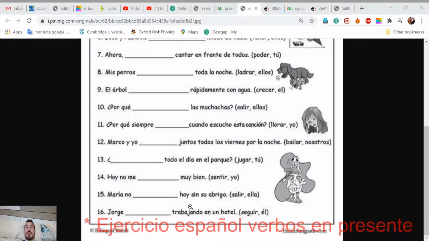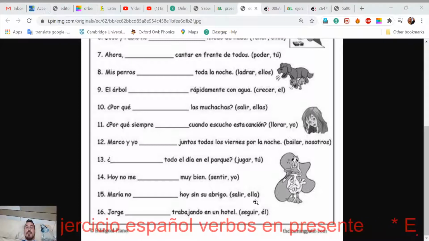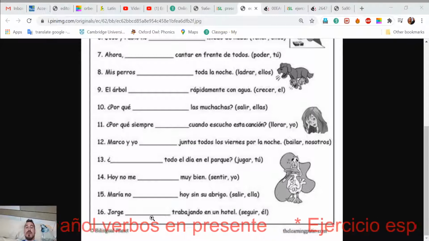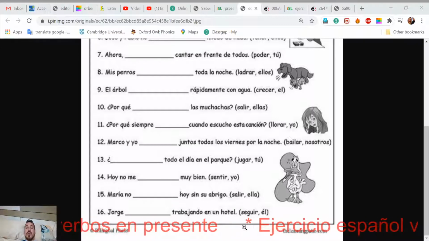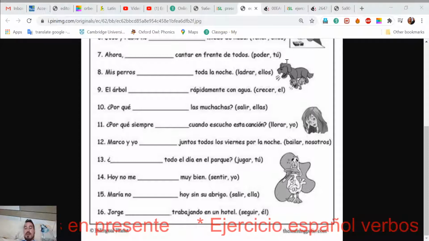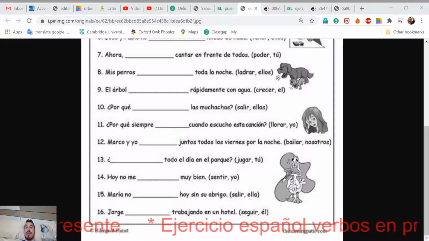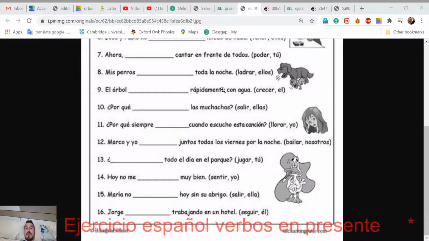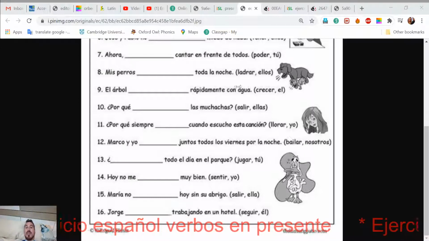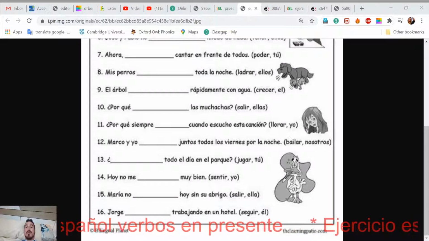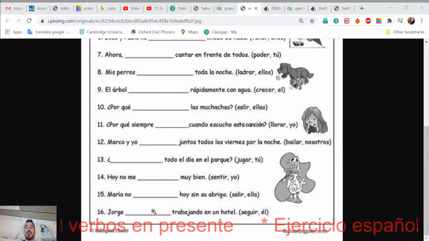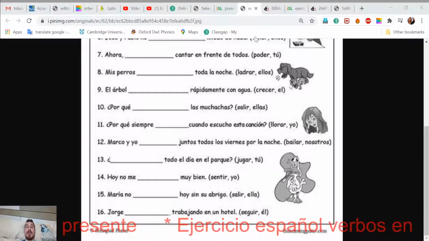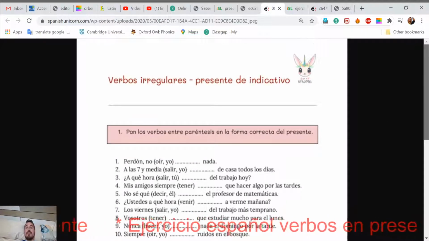So Jorge sigue trabajando en un hotel. So sigue, this is the form you need. So this is an E goes to I verb, just like decir, if you remember. Decir, you say dice. Okay. So seguir means to follow or means still, especially when you have this gerund afterwards. It means like still. So George is still working in the hotel. In a hotel, sorry. Okay, let's move on to the next one.